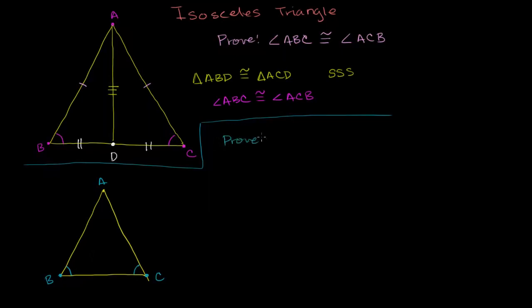So we want to prove that segment AB is congruent to segment AC, or AC is congruent to AB. Or you could say that the length of segment AC, which we would denote that way, is equal to the length of segment AB. These are essentially equivalent statements.